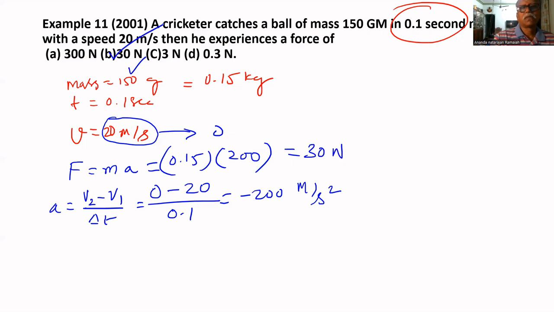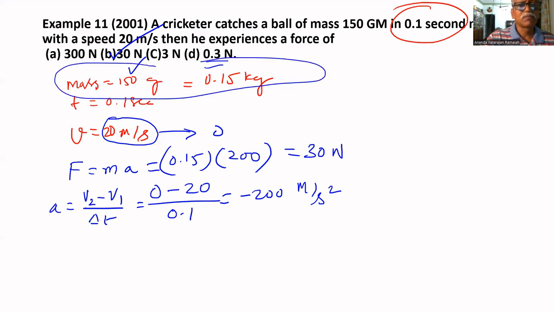Why are they giving 300? If you use 150 as such, what will you get there? That's why 0.3 and 300 are given, whether you know that conversion or not.